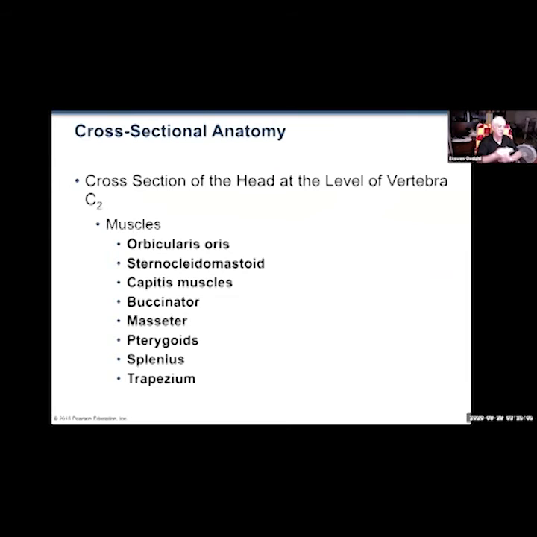Okay, muscles at that level. Orbicularis oris. Okay, which is the muscle where? Orbicularis means what?